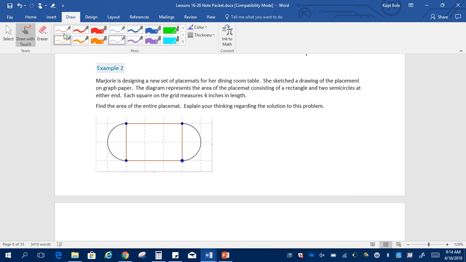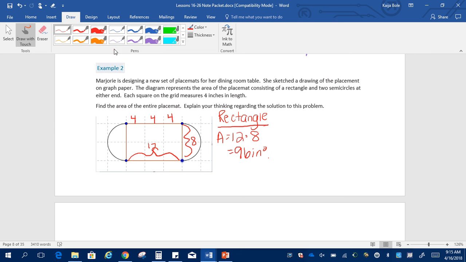So if each square is 4, I'm going to go in and label that. That means our total here would be 12. And then our total here, this would be 8. Okay, so we got to think about that. So let's go ahead and do the rectangle first. So the area of a rectangle, we have 12 times 8, which is 96 square inches.